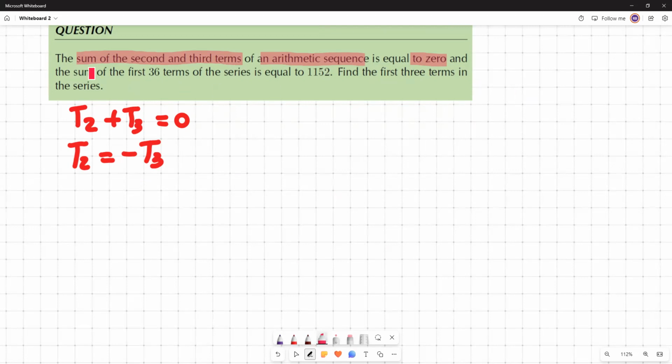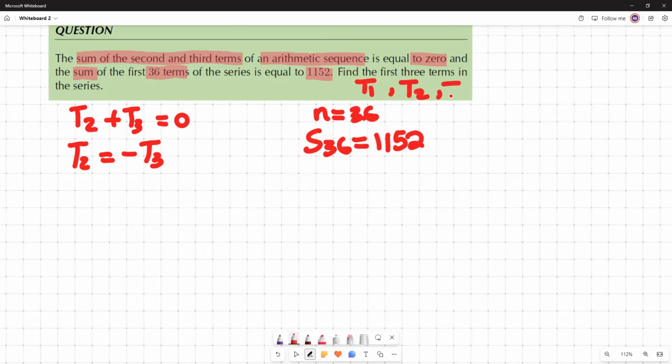Okay, and the sum of the first 36 terms. So the sum of the first 36 terms in the series is equals to that. Okay, so they give us the n to be 36. Then they say sum of the 36 terms. So Sn, I replace the n with 36, is equals to 1152. Then they want me to find the first 3 terms in the series. So they want us to get T1, they want us to get T2, they want us to get T3. That is what the question is asking.